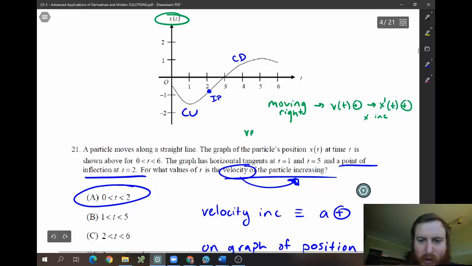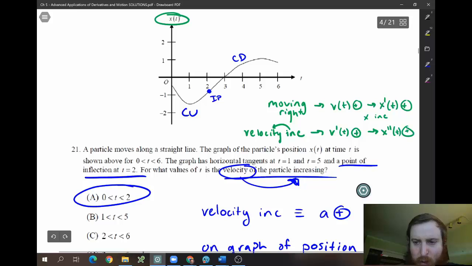But velocity increasing is not moving right. A lot of students confuse that. Velocity increasing is not moving right. Velocity increasing means that v prime of t is positive, right? V increasing means take the derivative of that. So v prime of t is positive. Well, v prime of t is x double prime of t. So that's when x double prime of t is positive, which on our x graph would be when x is concave up. So this graph told us we had an inflection point at 2, and so we can see it's concave up between 0 and 2.